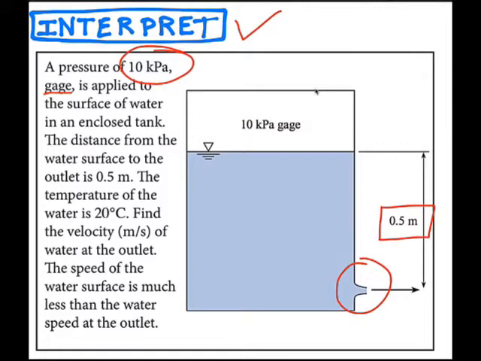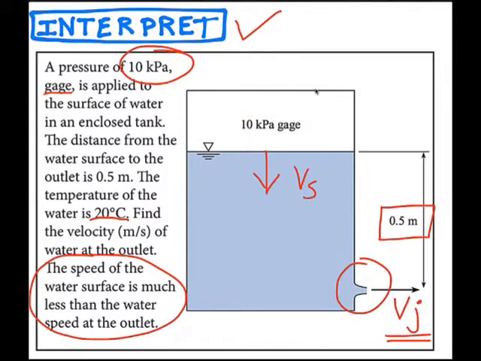The water temperature is 20 degrees C. The goal on this problem is the velocity of the water jet. So velocity of the water jet right here. This statement means that the speed of the water surface, which is this speed, v sub s, is much less than the speed of the water jet, this speed. So we can write that v sub s is much less than vj.